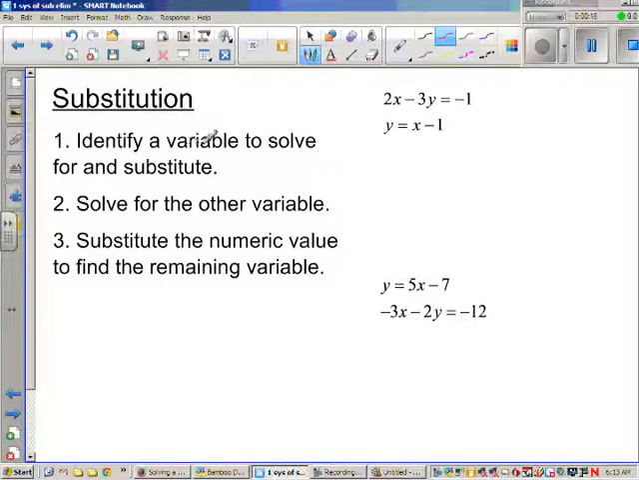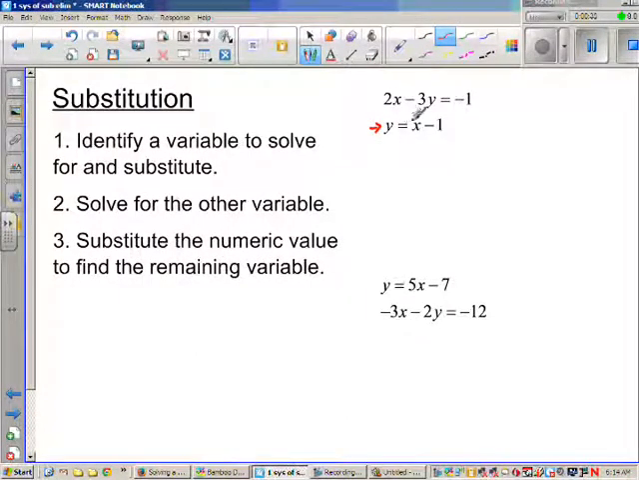We're going to identify one of the variables to solve for. In this case, we'll be solving for y since it's already done. And then solve for the other variable after we've substituted in what y equals. We'll have an equation with x, and that equation can be solved so that we get x equals a number. Plug that into our original equation in step 1, and we'll have our solution.